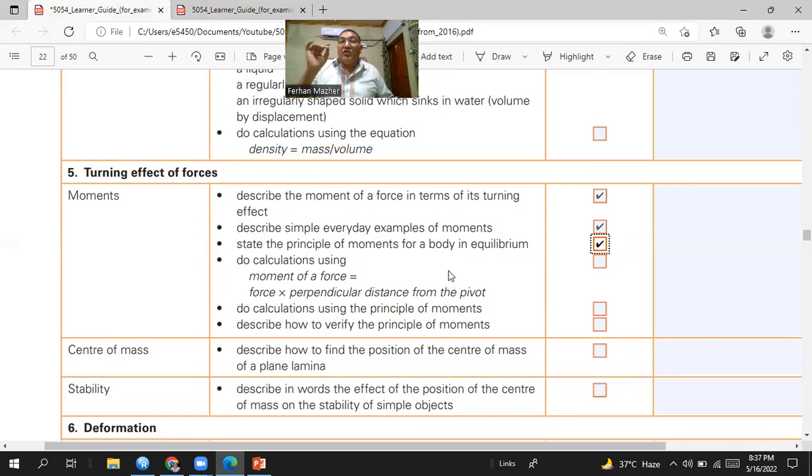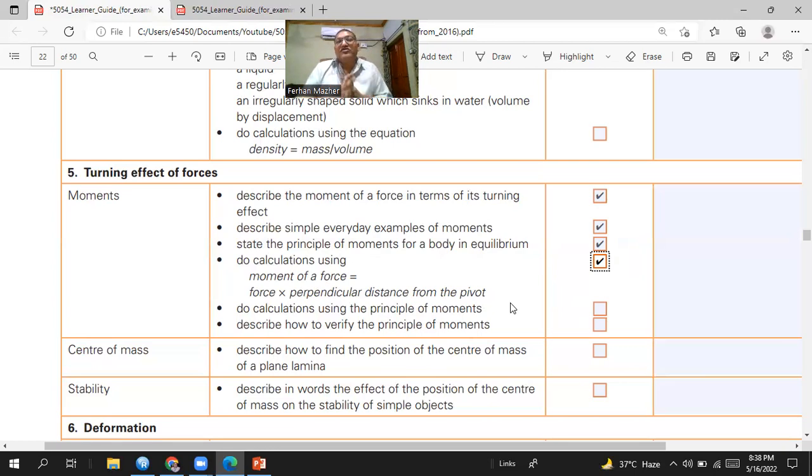No, you have to draw a line of action of the force, and then you have to find out the perpendicular distance between the pivot and the line of action of the force. So it's a very important formula. You should never forget this. And do calculation using the principle of moments.